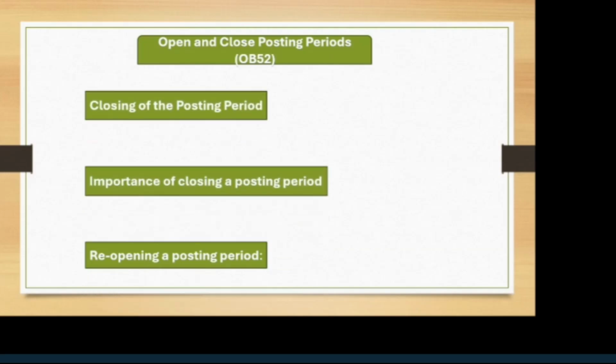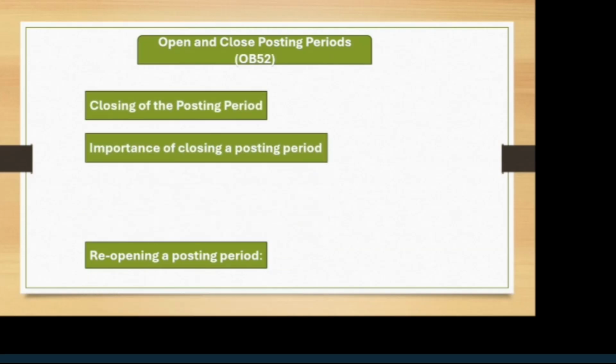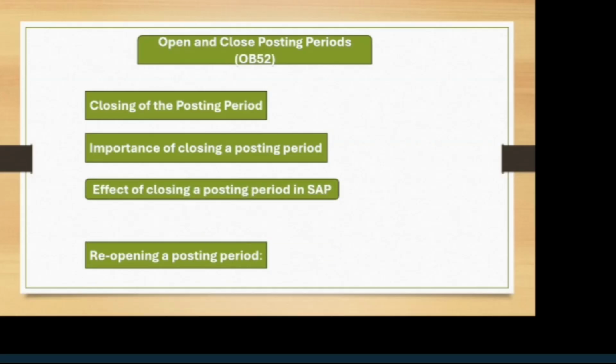Closing a posting period actually involves two aspects. One is the posting of entries for all the business transactions that have taken place in that particular calendar month, and the other is locking that posting period, which means entries cannot be posted anymore in that particular month. Okay, so that is how it works.